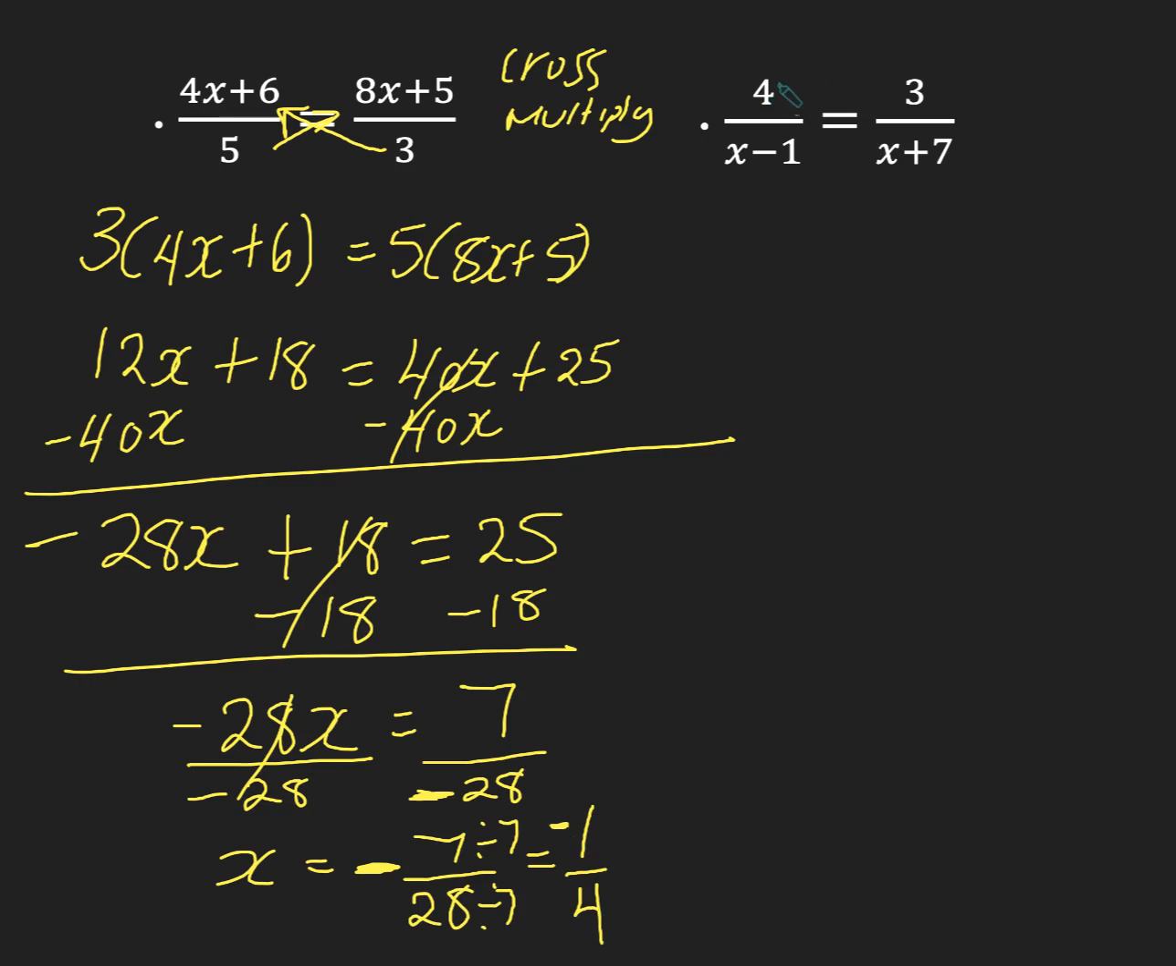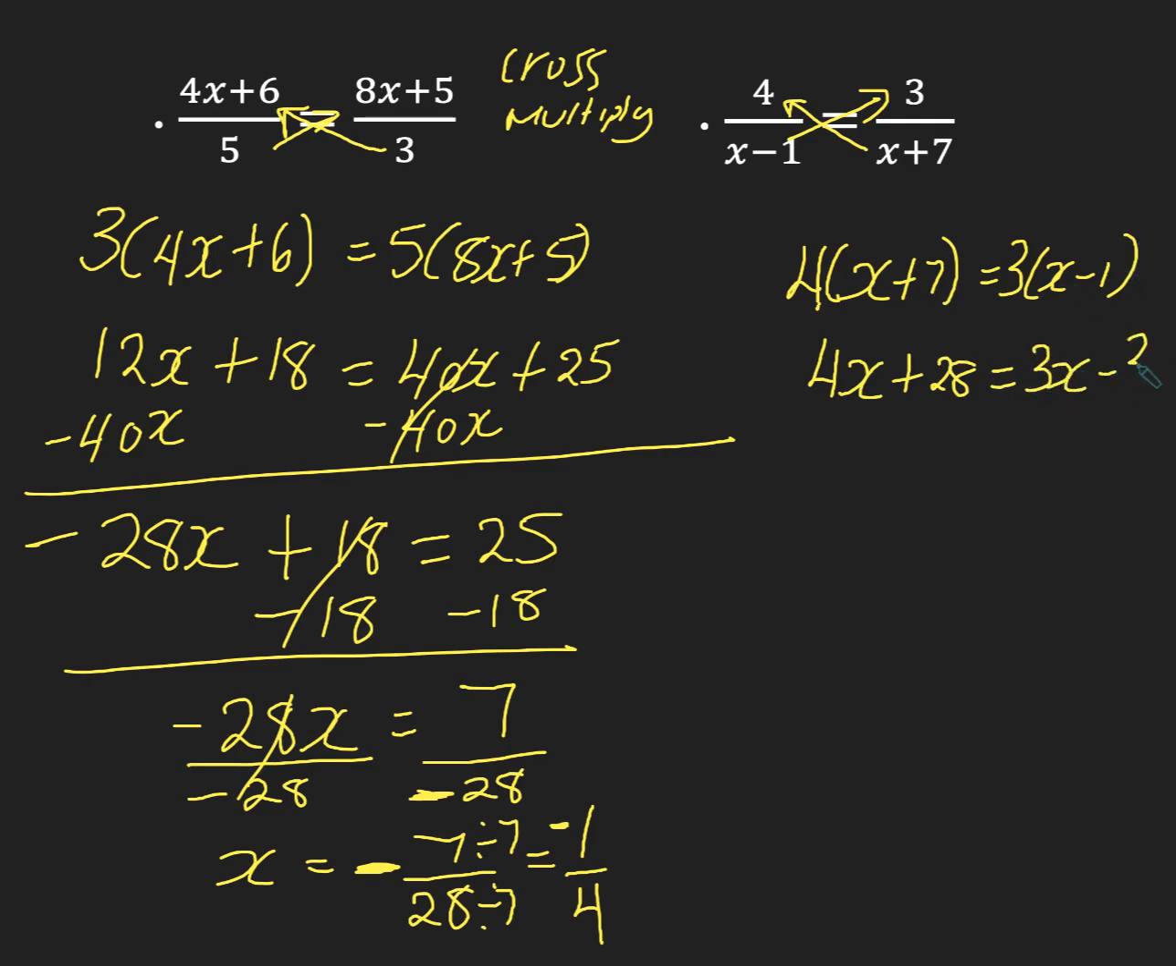Over here, same thing. I have a fraction equaling a fraction, so you're just going to simply cross multiply. So I'm going to have 4 times x plus 7 equals 3 times x minus 1. Remember, the 4 is multiplying everything inside, so that's 4x plus 28 equals the same thing with the 3. It's multiplying every term. 3x minus 3.